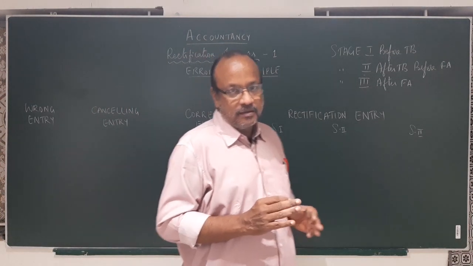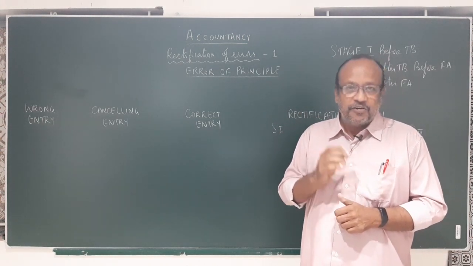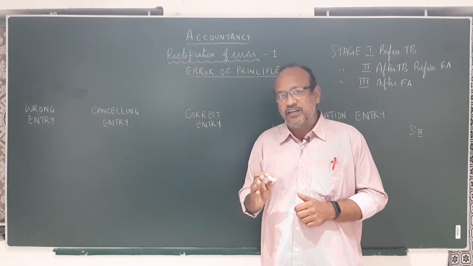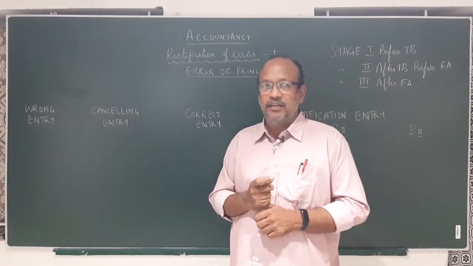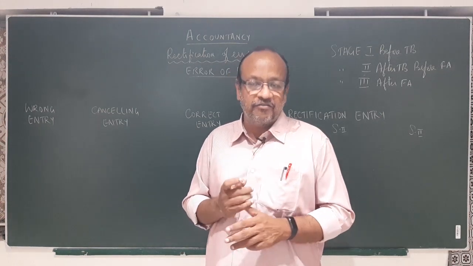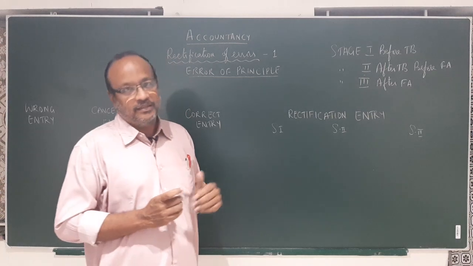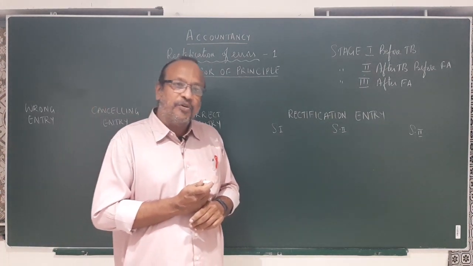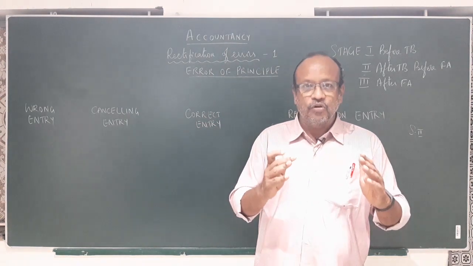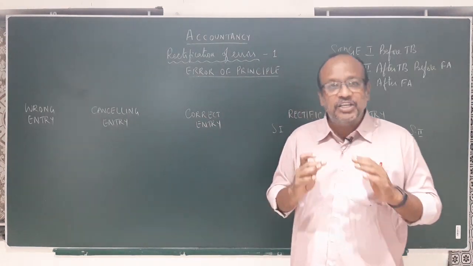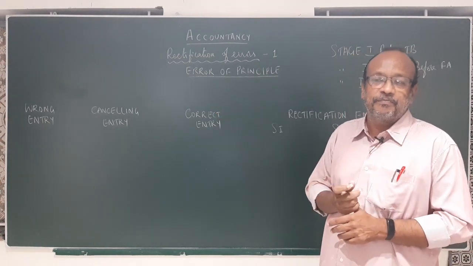The basic feature of this error of principle is that the trial balance will not be affected due to this error. In other words, the trial balance will tally even if there are errors of principle. Another feature of this error of principle is that it affects the profitability of the concern. The profit will be more or less than the actual profit if there exists an error of principle.